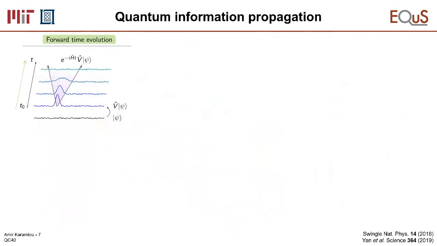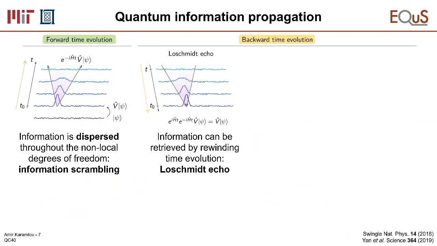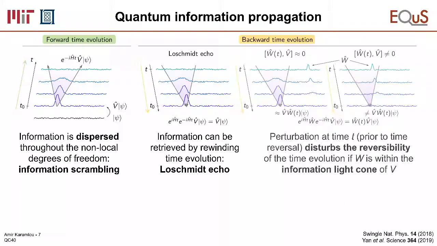Now, in order to track these correlations, or more broadly, quantum information propagation in arbitrary systems with many excitations, we want to use a more sophisticated tool. Information is dispersed through the local degrees of freedom in a phenomenon called information scrambling. The speed of information scrambling is limited by the light cone of information propagation in our system. Now we can reverse time and retrieve the information in a process called Loschmidt echo, or we can add an additional perturbation to the system. If the perturbation is within the light cone of the information propagation, which is shown here, it will disturb the reversibility of our system, whereas if it's outside the light cone, it doesn't affect the reversibility.